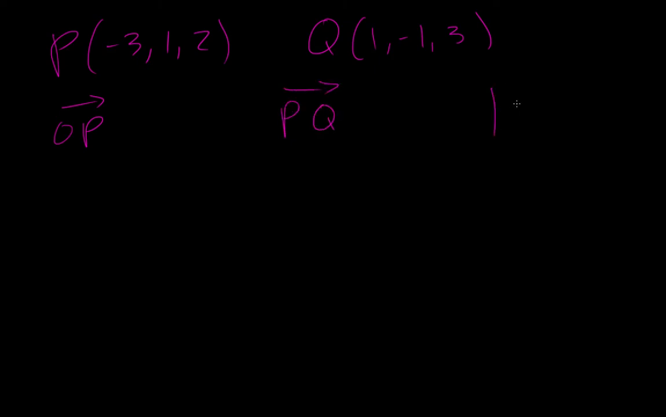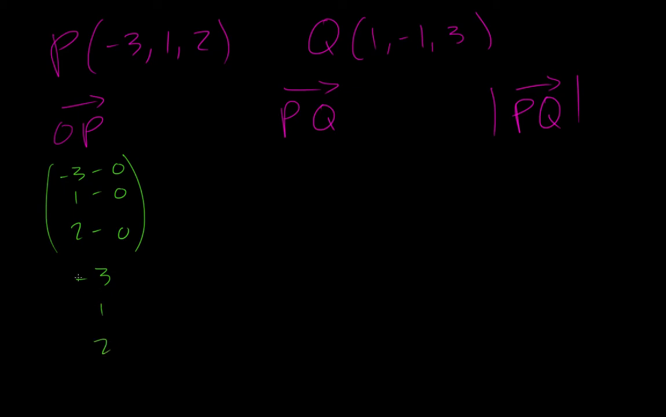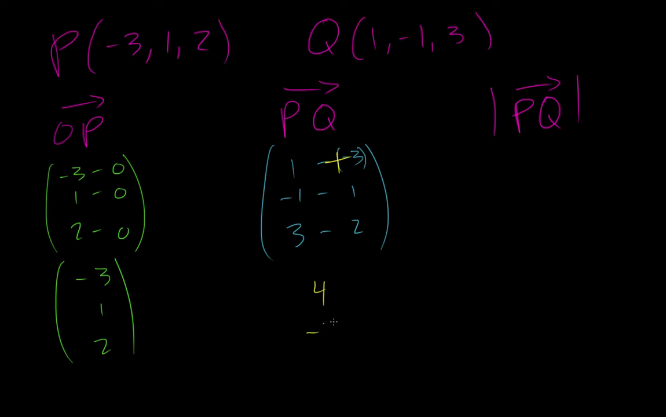Okay, next one. P is defined this way. Q, oh wait, these are just 3-dimensional points, okay. And then we want to find OP, PQ, and then the magnitude of PQ. Okay, so OP means P minus the origin. So we write down P minus the origin, which is just (0, 0, 0). And that's it. PQ, we do it backwards, so we do Q minus P: (1, -1, 3) minus (-3, 1, 2). So this is like a plus sign, so that's 4, that's -2, and that's 1.